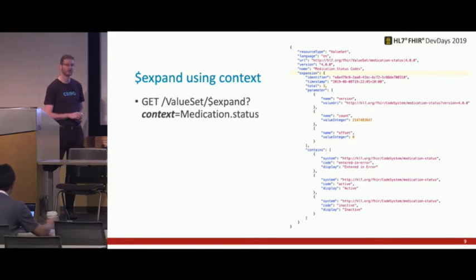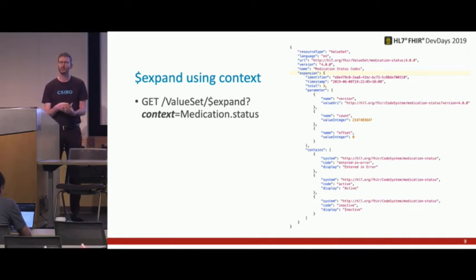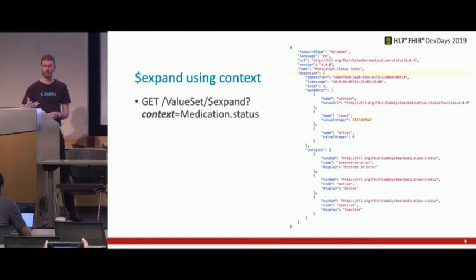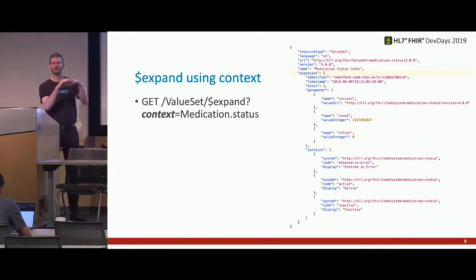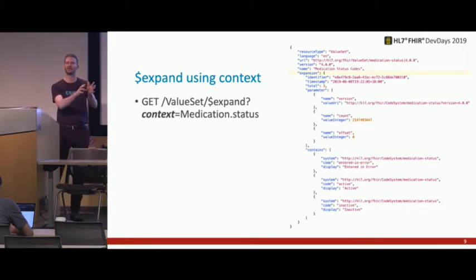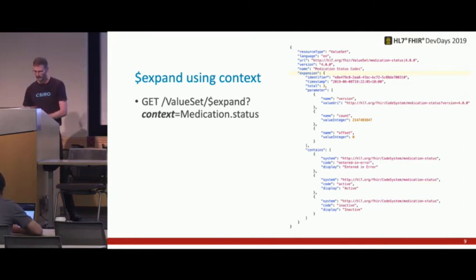Another way that we can use expand is if we don't actually know which value set we're interested in, but we know which part of a resource we're interested in, then instead of using the URL parameter to tell it which value set we want, we can actually just pass the context parameter. So in this case, what I'm asking for is expand the value set, whatever value set is bound to medication.status. So the status element of the medication resource, I can just say expand that, and it'll go and look up the bindings in the structure definition, and it'll find the value set there, and it'll expand it.